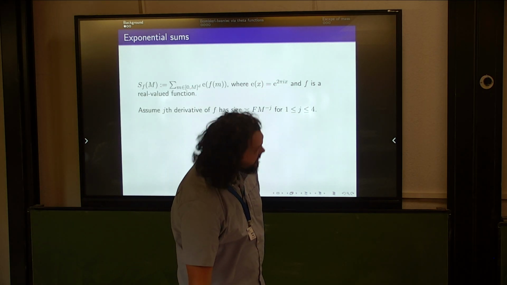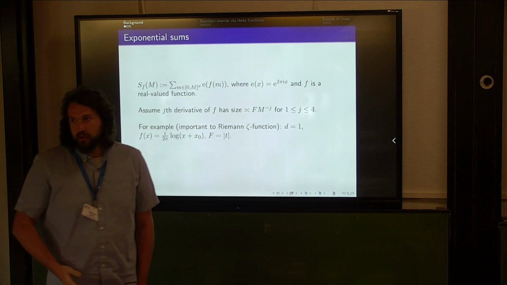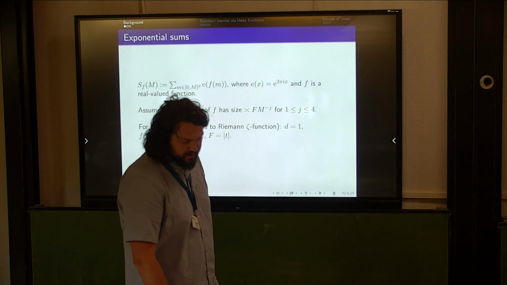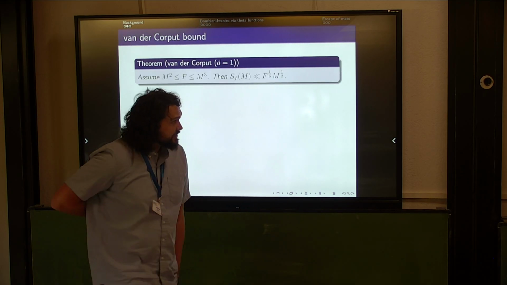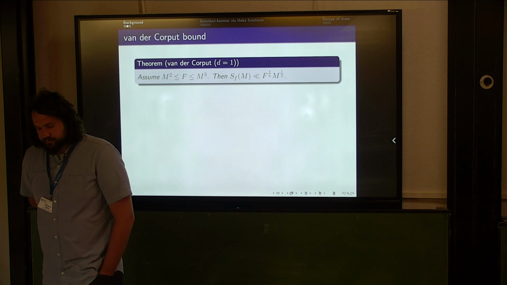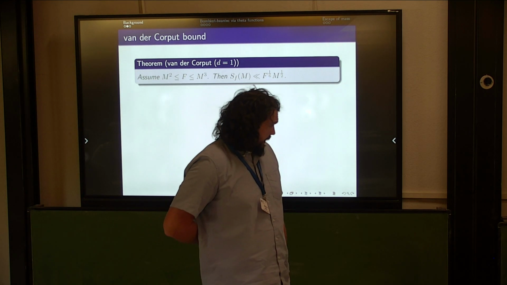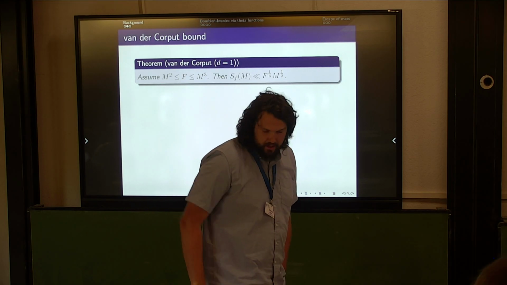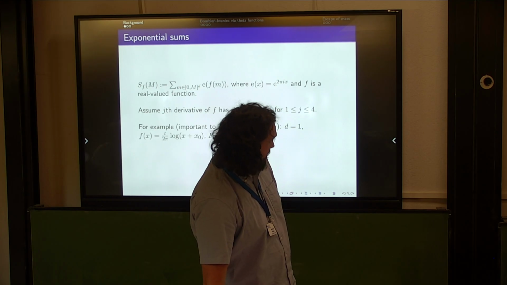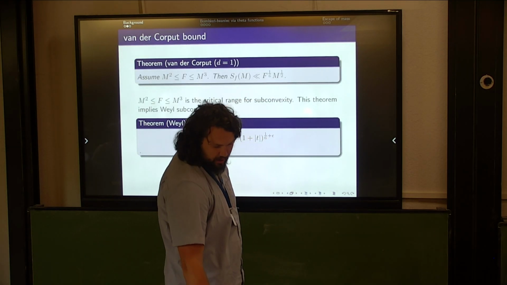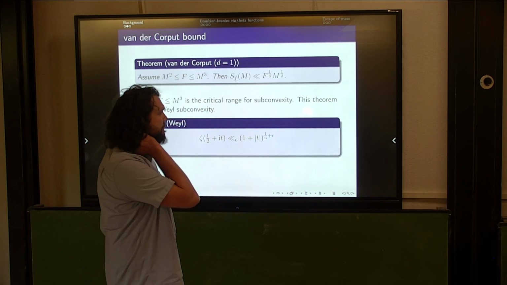Or a pretty important example would be a logarithm, especially for one variable due to the connection to the Riemann zeta function. So kind of a very classical result going back to maybe the 1920s is van der Corput. So if we assume that this f, telling us the size of the derivatives, is between m squared and m cubed, then we get this bound for our exponential sum.